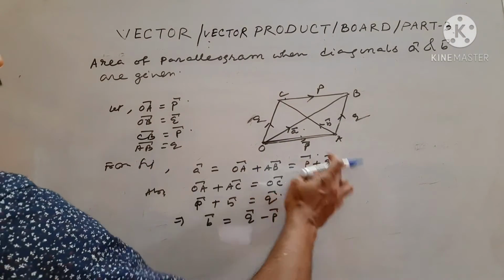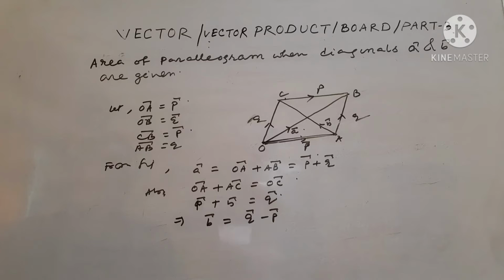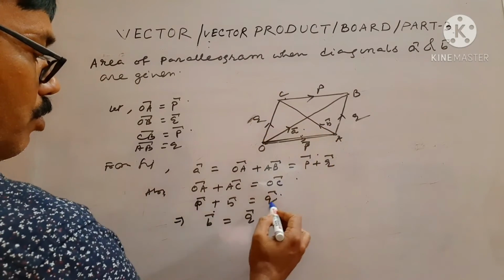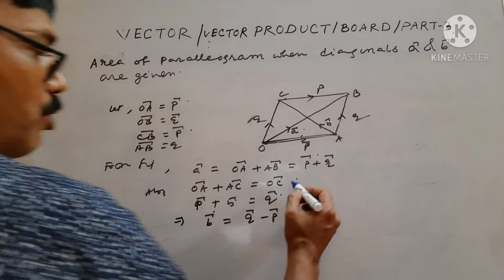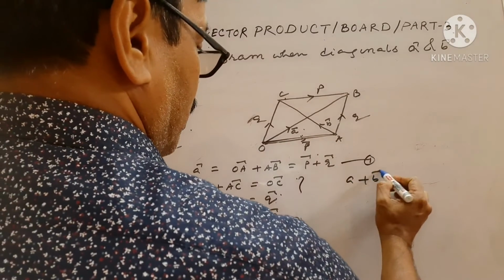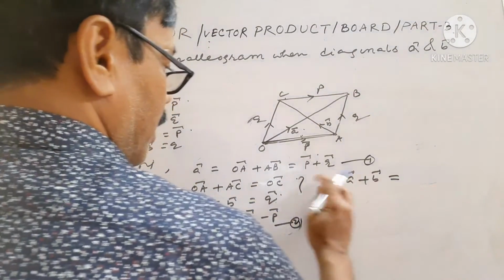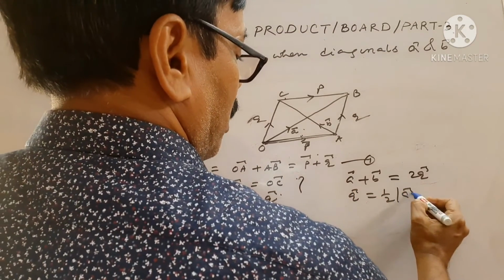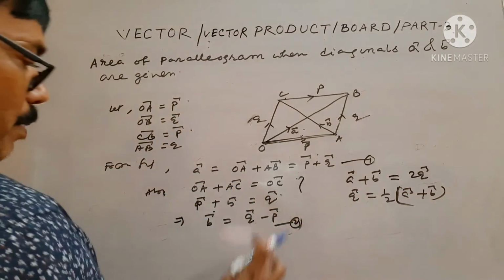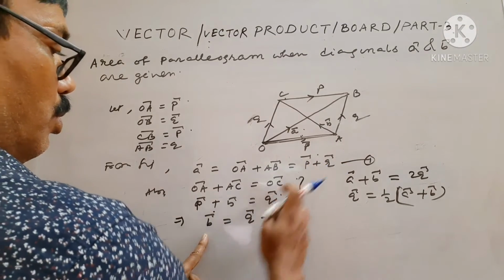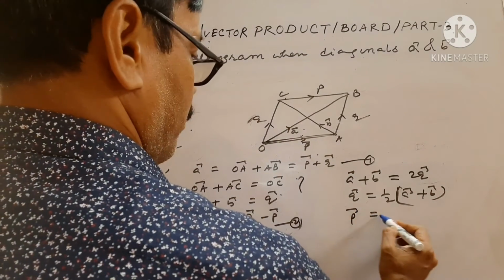So a equals p plus q, and b equals q minus p. If you add 1 and 2, a plus b equals 2q, so q equals half of (a plus b). And if you subtract 1 and 2, p equals half of (a minus b).